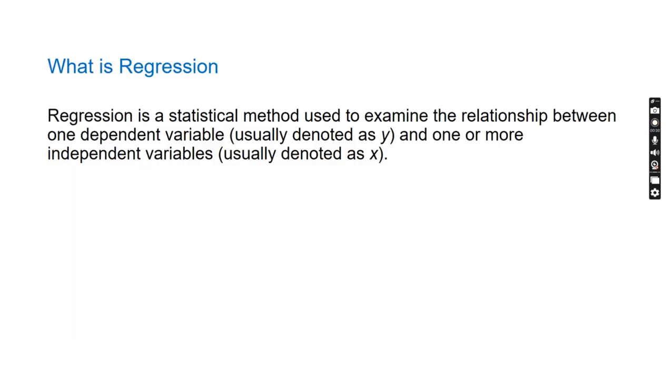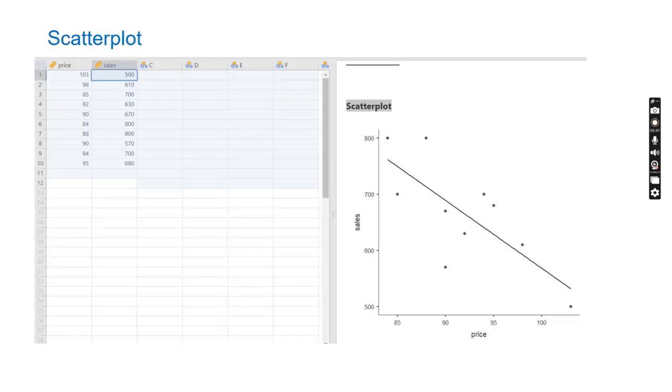Just to recap, regression is a statistical method used to examine the relationship between one dependent variable and one or many independent variables. Normally, y is your dependent variable and x is your independent variable. Look at the example on your screen where I am looking at finding a relationship between price and sales.